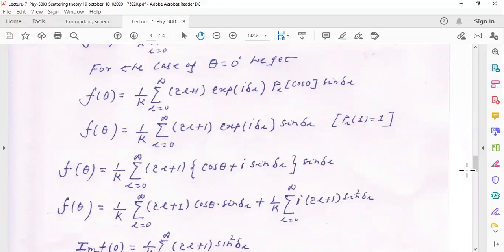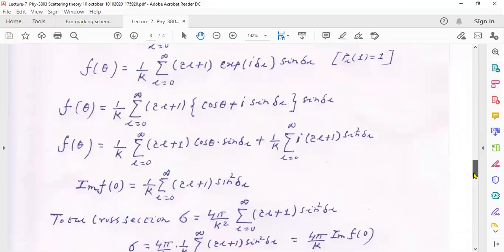So when you take the imaginary term of the scattering amplitude, imaginary term of f of 0, you see the imaginary term is 1 upon k, sum of 2L plus 1 sin square delta L. I write this here as the imaginary part of f of theta.